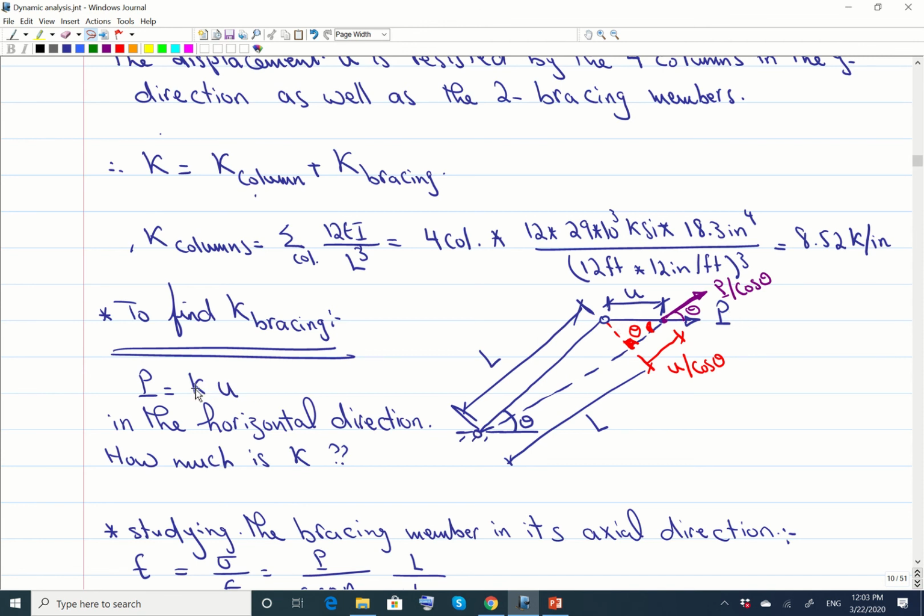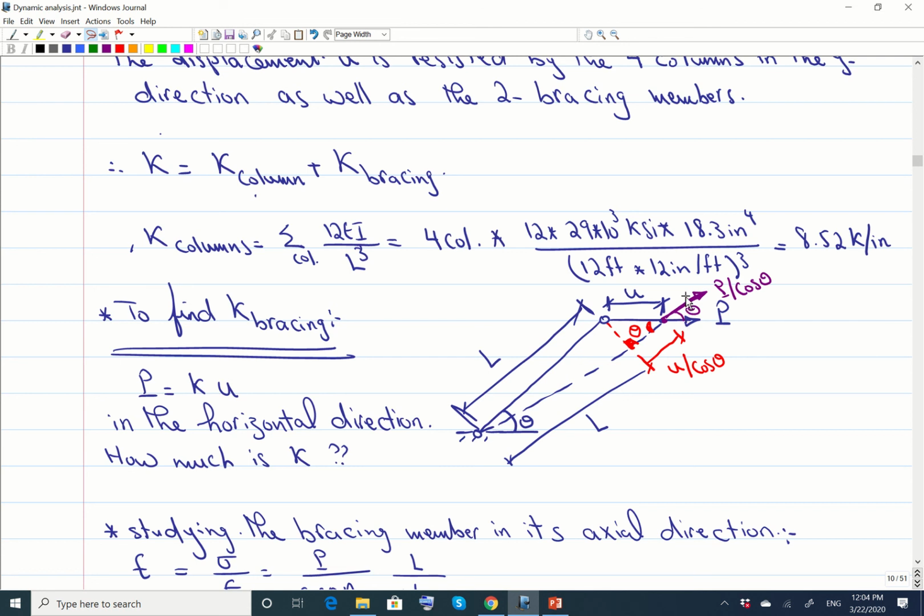P equals KU. Once we find K, this is the horizontal stiffness of the bracing. So how can we do this? We know a bracing is like a truss member. It can only resist the force in its direction. So we want to find P in terms of U, but the bracing member can only resist the force in its direction. So if there is P over here, there will be a larger force in the bracing, which is P divided by cosine theta, because this angle is theta over here.